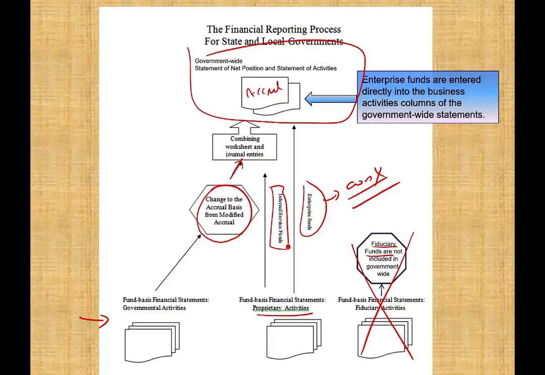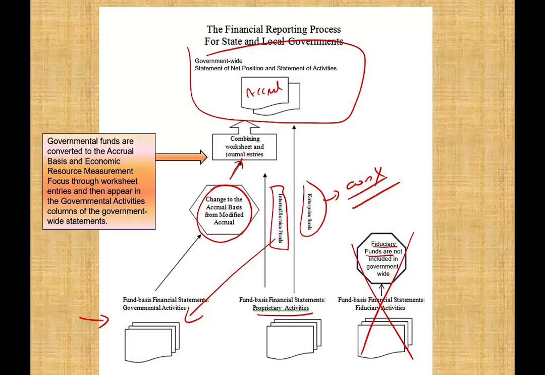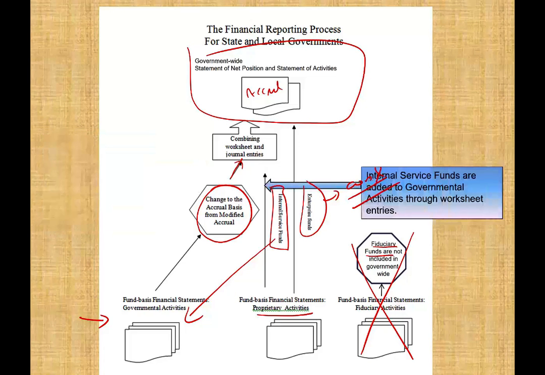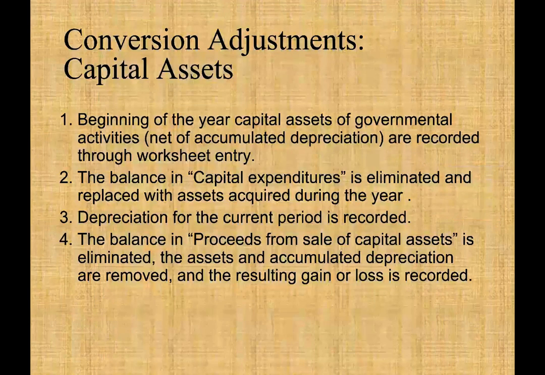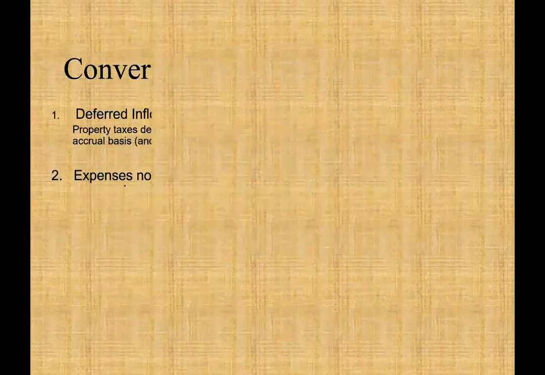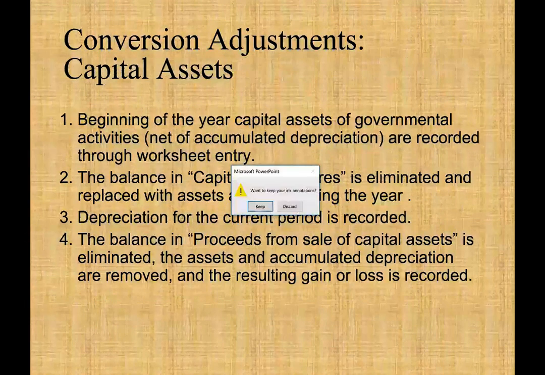Then the internal service fund, remember, gets included with those governmental funds. And we're going to see how. So we're going to be moving from the modified accrual to full accrual for all funds. Now, we still show all the funds in the financial statement at the end of the financial report.